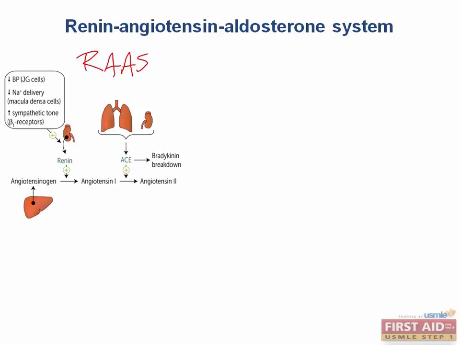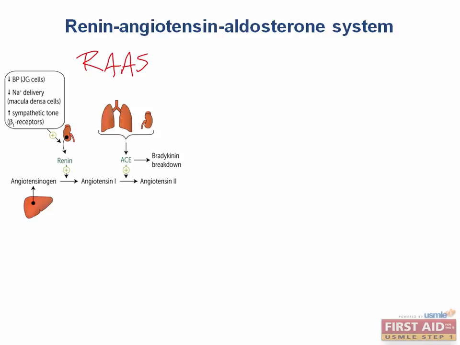A decrease in blood pressure, reduced delivery of sodium to the macula densa cells in the distal tubule, or an increased sympathetic tone. These will all lead to the release of renin from the juxtaglomerular cells. And where again are these JG cells located? Well, these are modified smooth muscle cells that are found in the afferent arteriole. All three of these changes will occur in a state of low blood pressure, such as blood loss or severe diarrhea.